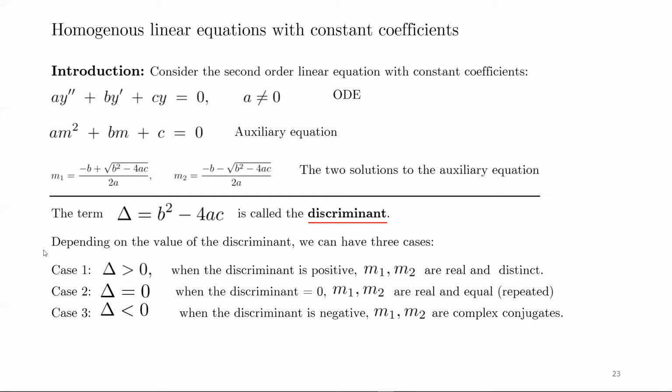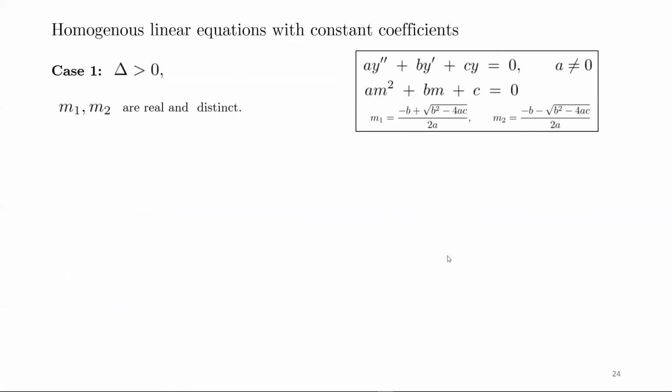For the rest of this lecture, we're going to go through case 1 and case 2 and look at what our solutions are in each case, and then we'll carry on with case 3 in the next lecture. Beginning with case 1, where the discriminant is positive and our two roots are real and distinct. I've got the ODE up the top here, our second order linear homogeneous constant coefficient ODE. We've got the auxiliary equation in the next line and the two roots.